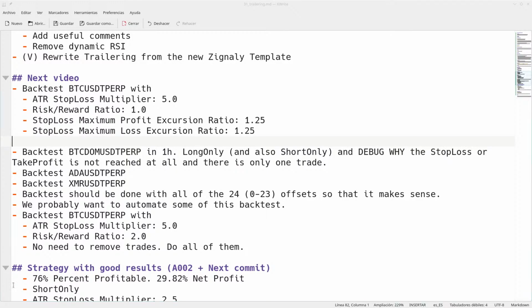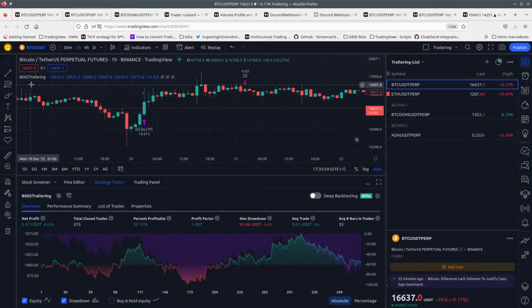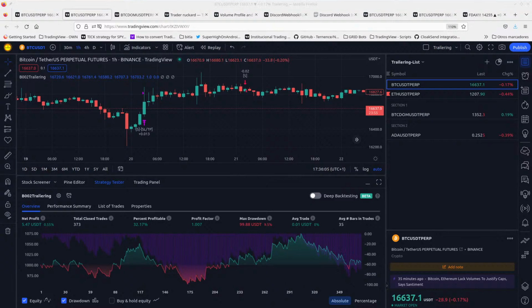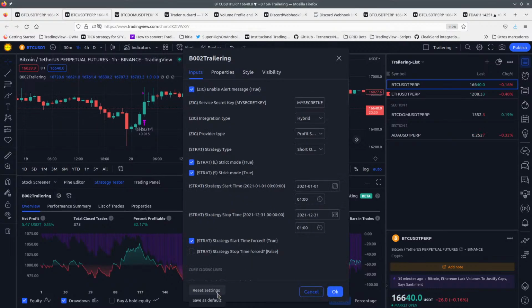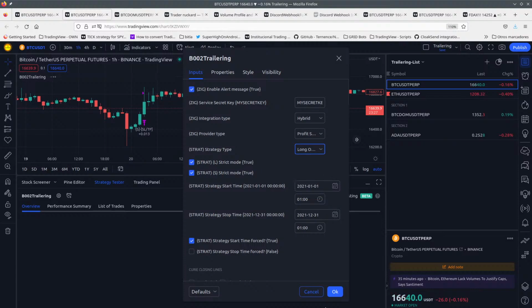Okay, so let's do it. So we have everything in place because we managed to rewrite this as trailering B2. So we can just try this, so long and short. We can reset everything. We can say that we want long only.